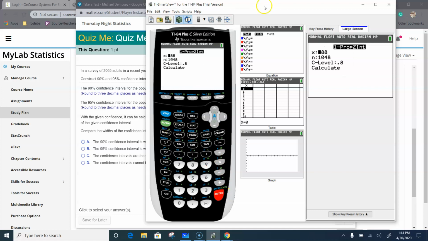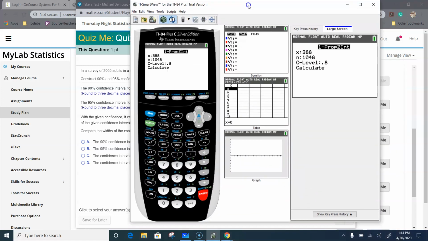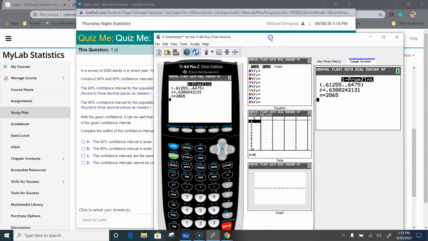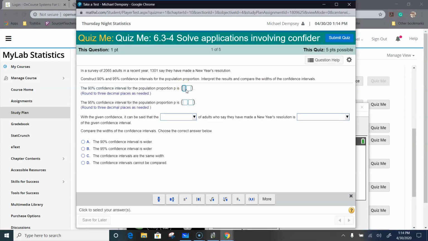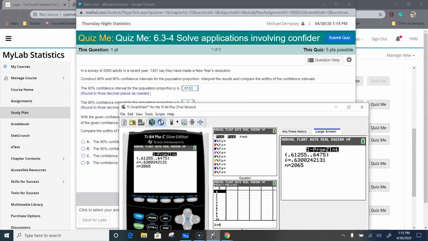They gave me the number of successes was 1,301 and 2,065. We'll do 90% first, and I think everything will still be in here when we double back to do 95%. For my 90% confidence interval, they want 3 decimal places. So 0.613 up to 0.648.